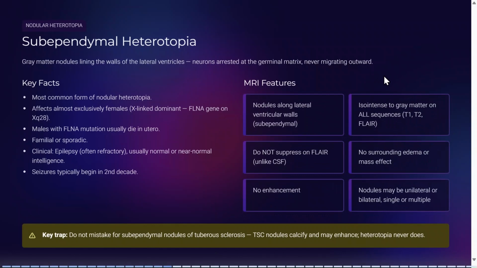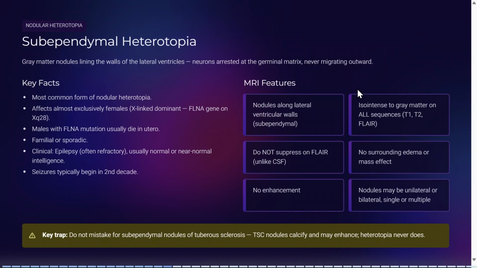So the MRI features that we need to understand are the nodules along the lateral ventricular wall, subependymal, do not suppress on FLAIR, no enhancement, follow the gray matter, no edema or mass effect, and they could be unilateral, bilateral, single, or multiple. And how to differentiate these nodules from tuberous sclerosis? Those nodules can calcify and may enhance, but heterotopia will never enhance or calcify. So this is a must-know difference between these two nodules.